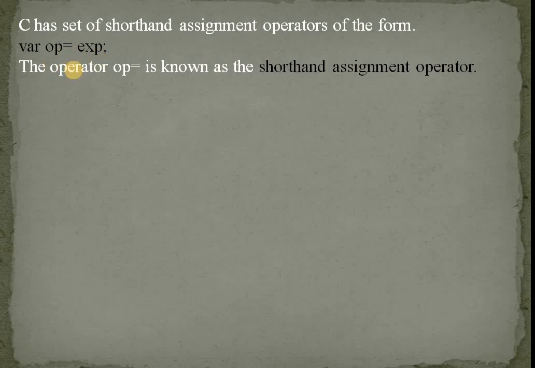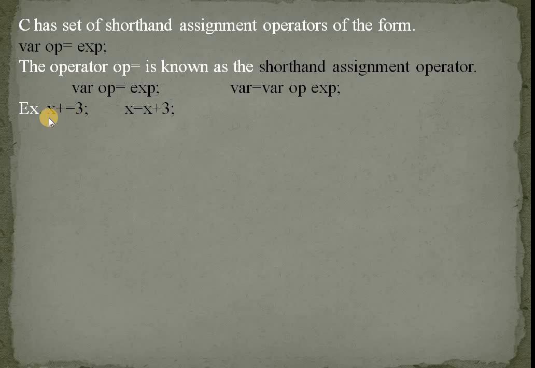Now this expression which is given over here is equivalent to what you can see over here. Variable is equal to variable, then the OP operator will come over here and this expression will come over here. So here we can see an example. We have used plus equal to, a shorthand assignment operator. X plus equal to 3. What is the meaning of this? X is equal to x plus 3. This x is equal to x plus 3 is easy to understand because we are using it everywhere. This becomes a little difficult to understand.